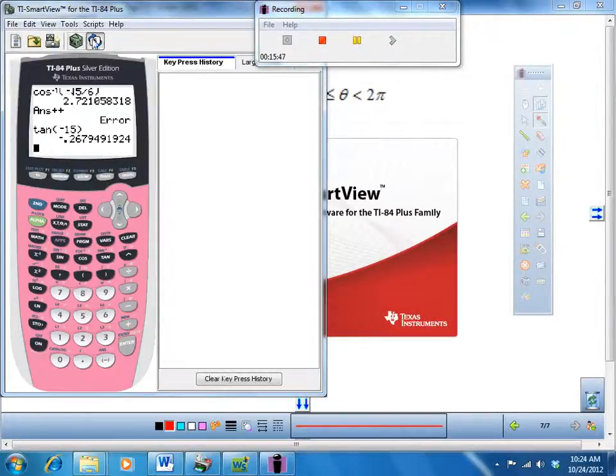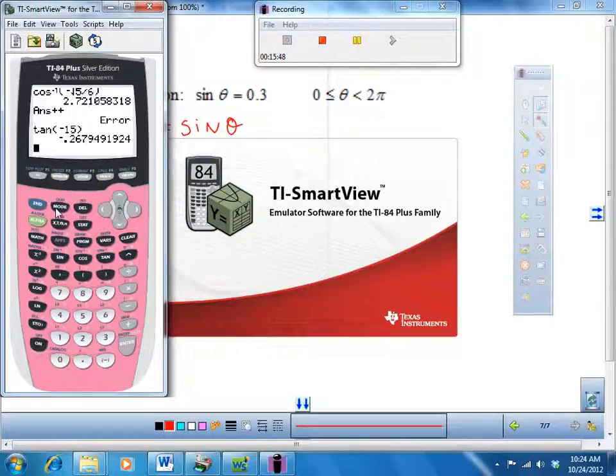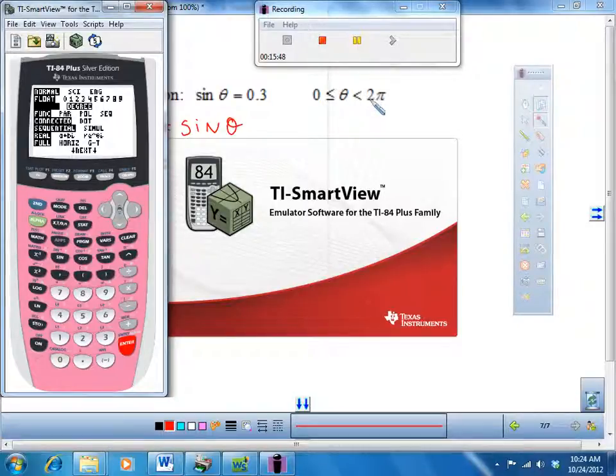First thing you want to do is make sure you're in mode. You want to be in radian mode. Right? And let's set up a window to be between 0 and 2 pi. Okay?